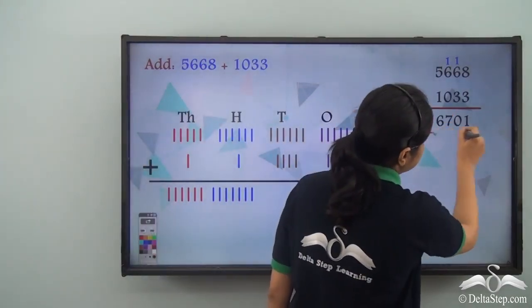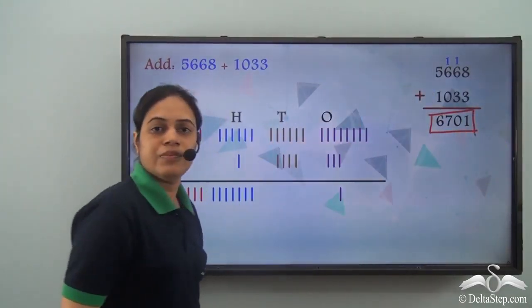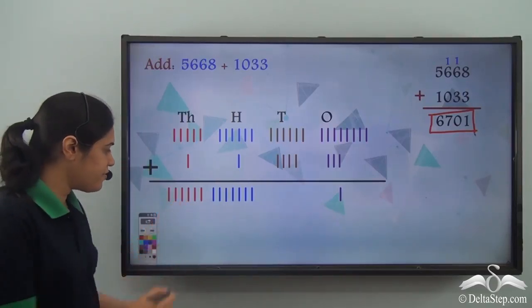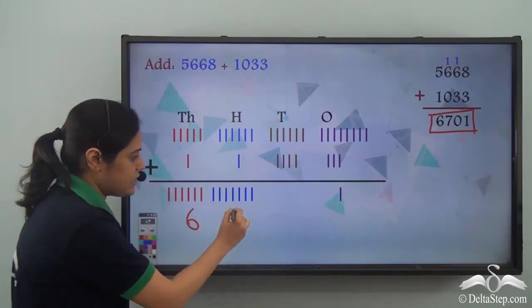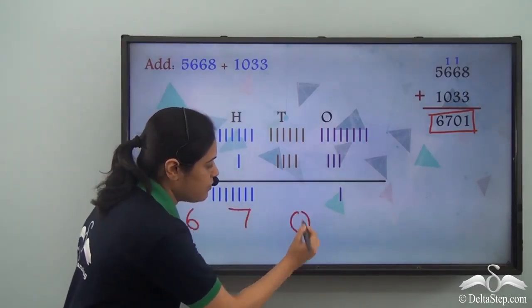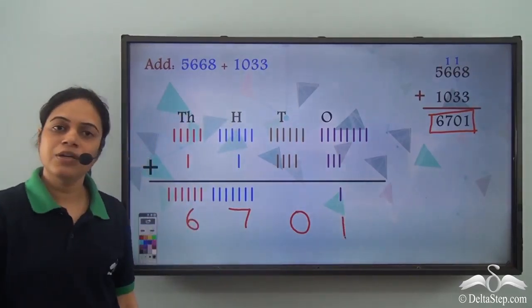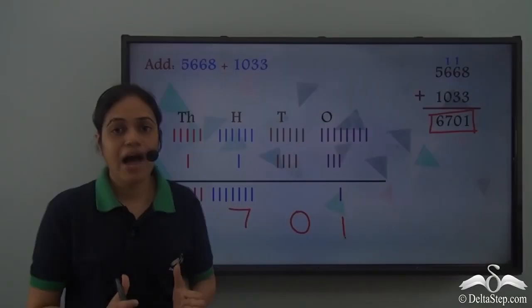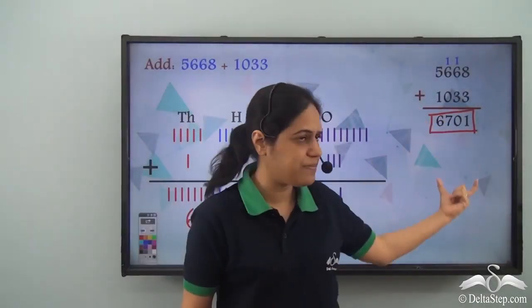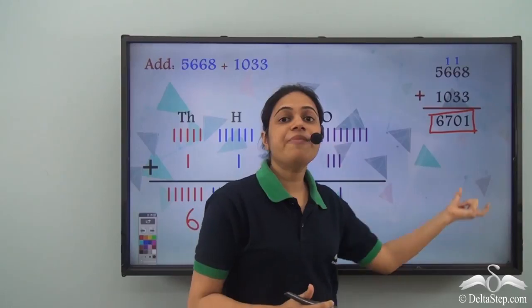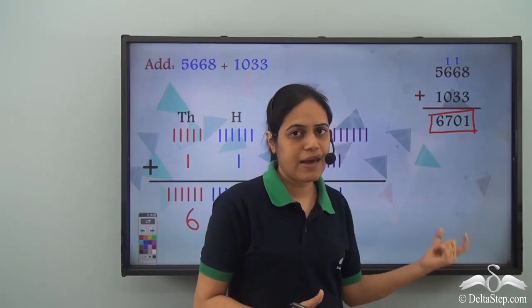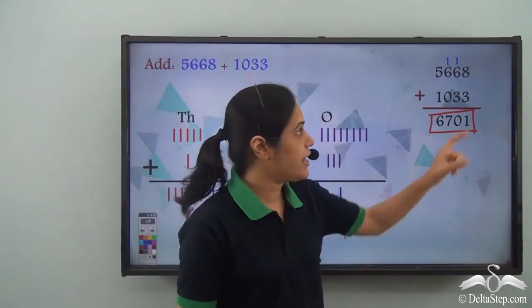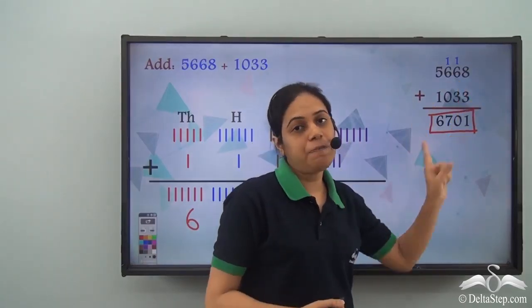We have 6, 7, 0, 1 here. And over here also, I have 6, 7, nothing means 0, and 1. So I get the same answer. But now I know why we perform these steps. So now instead of mechanically performing these steps, we know why we are carrying this 1 to the place on the left.